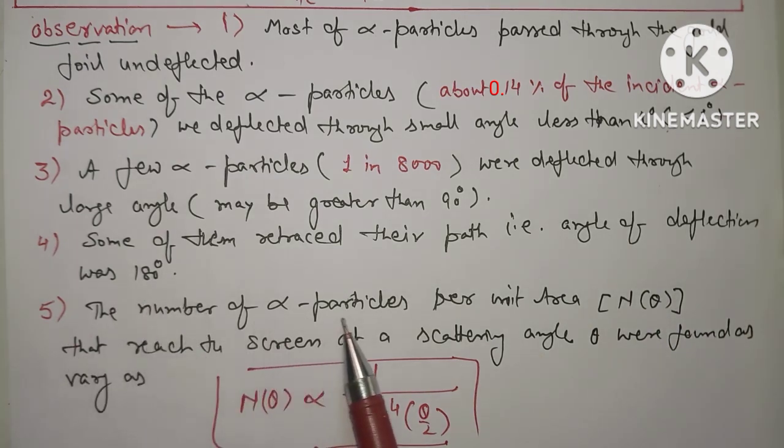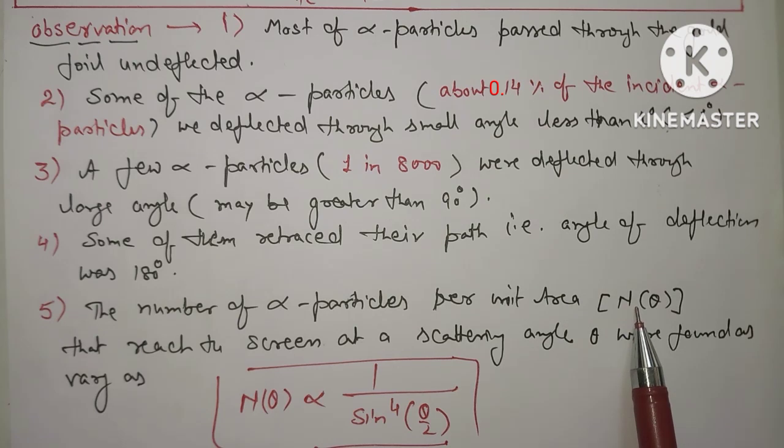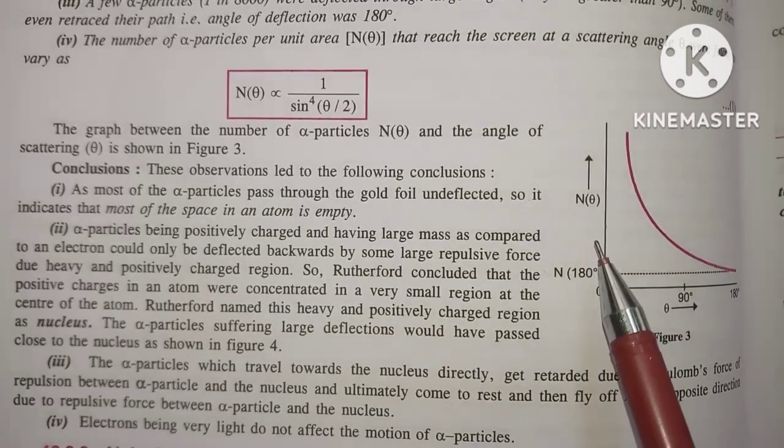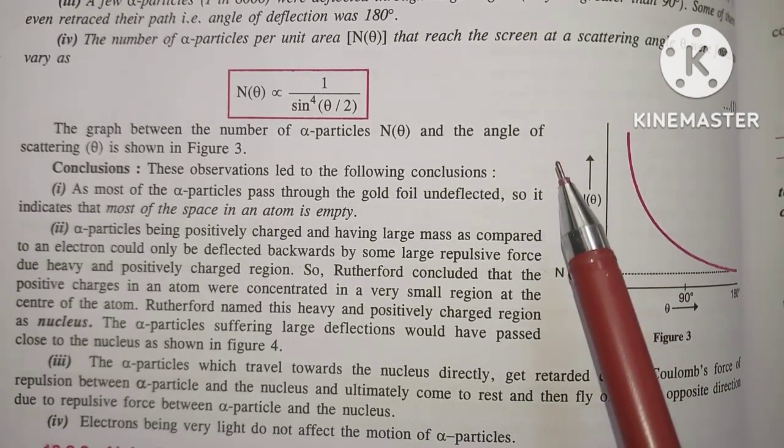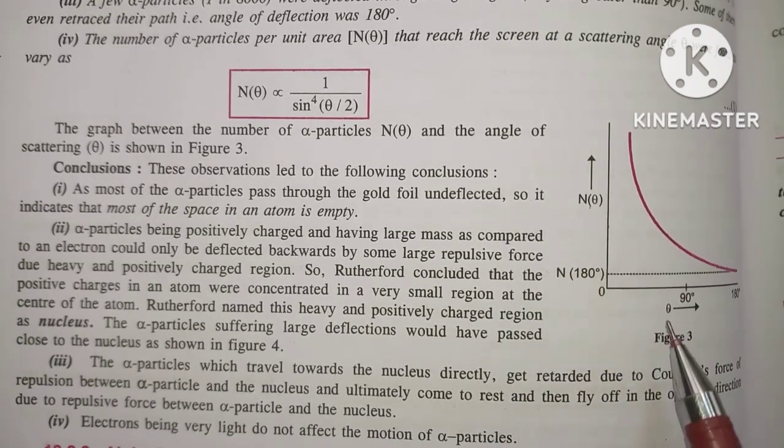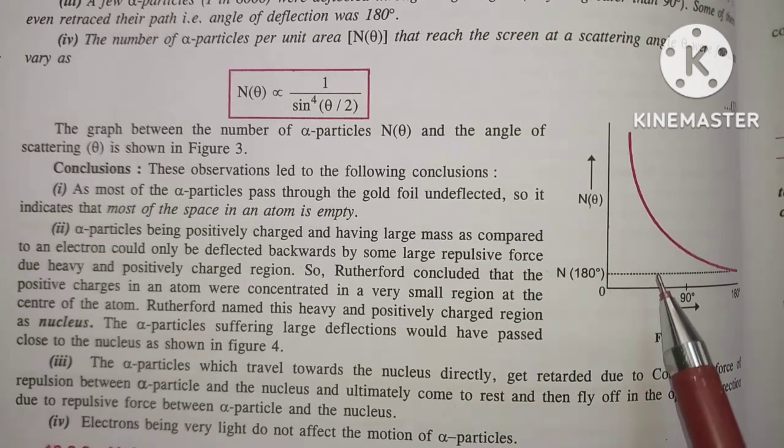Fifth, the number of alpha particles per unit area, that is N(θ), that reached the screen at a scattering angle θ was found to vary as N(θ) proportional to 1 over sin^4(θ/2), and the graph would be between N(θ) and θ. N(θ) means the number of alpha particles per unit area, and θ is the scattering angle.